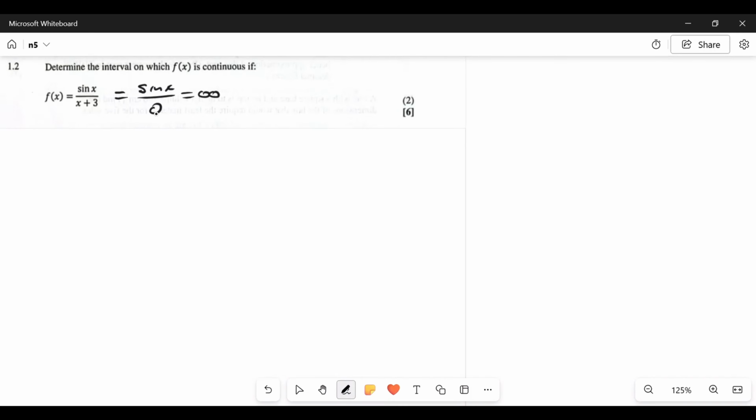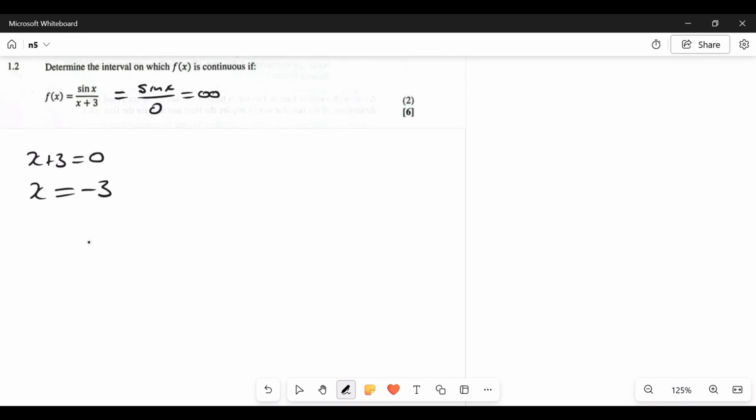So let's first find the value where f of x is going to be discontinuous. What you should do here is take your denominator, which is x plus 3, and equate it to 0, right? So you solve for x. If you solve for x, you're going to transpose that 3 to the other side. That is going to be x equals -3. So we can say this function is discontinuous when x is -3.